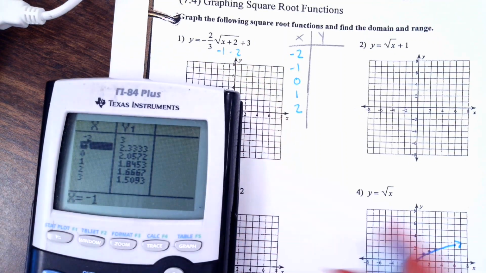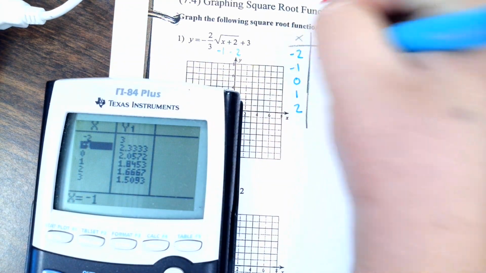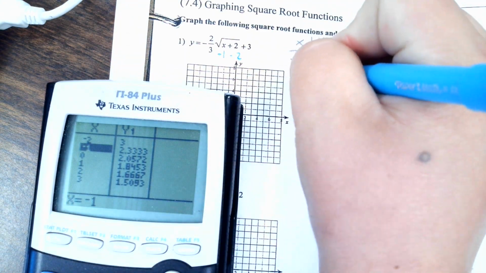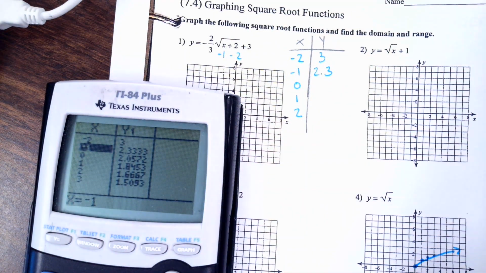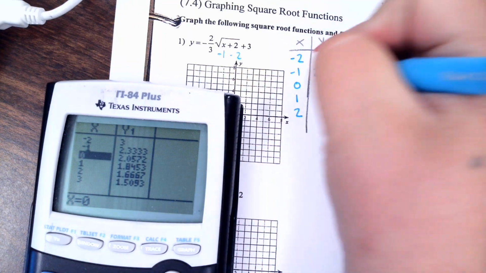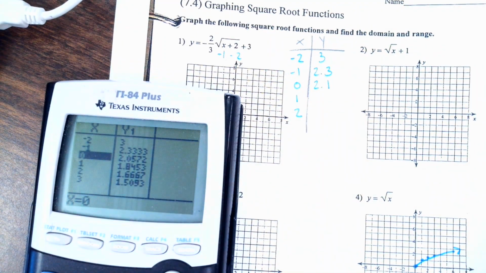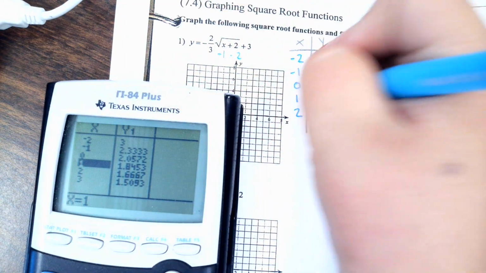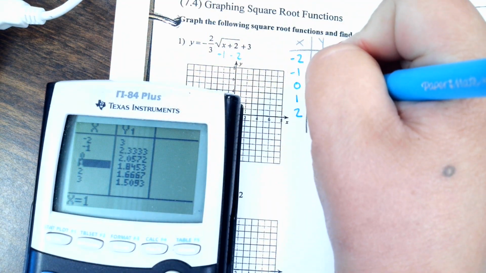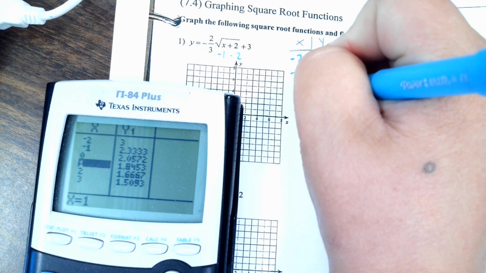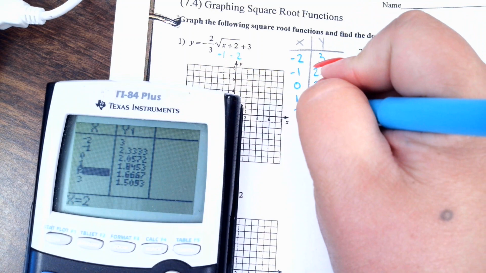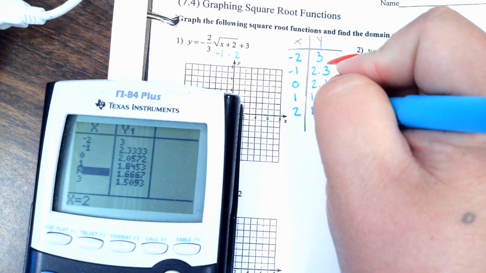So, when x is -2, y is 3. When x is -1, we get 2.3. When x is 0, y is 2.1. When x is 1, y is 1.8. And then when x is 2, y is 1.7.